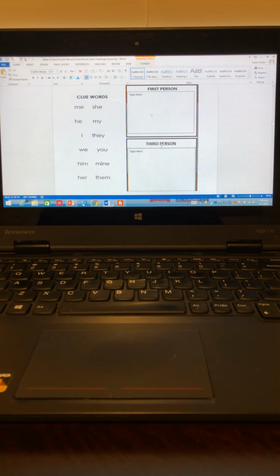Are these words going to go in first person? Are these words going to go in third person? You may not use all of the words. Only use the words that are appropriate for first and third person. Now would be a great time to press the pause button, and when you're finished, you may continue by pressing play to check your work.